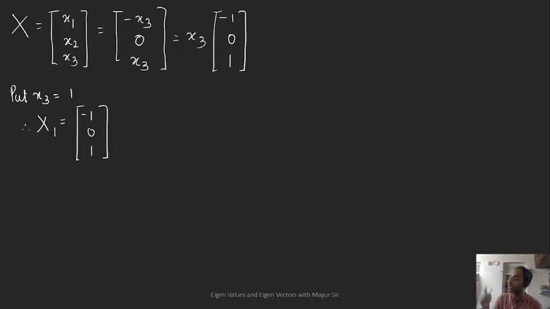Now let us go for the next one. The next case is extremely important because we are going to handle the repeated eigenvalue for the first time. So repeated eigenvalue we are handling. The eigenvalues we had got were 1, 3, 3, right? So now we check.